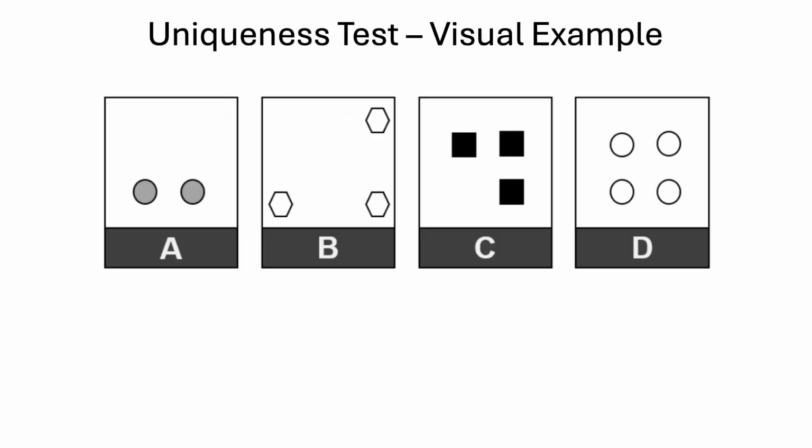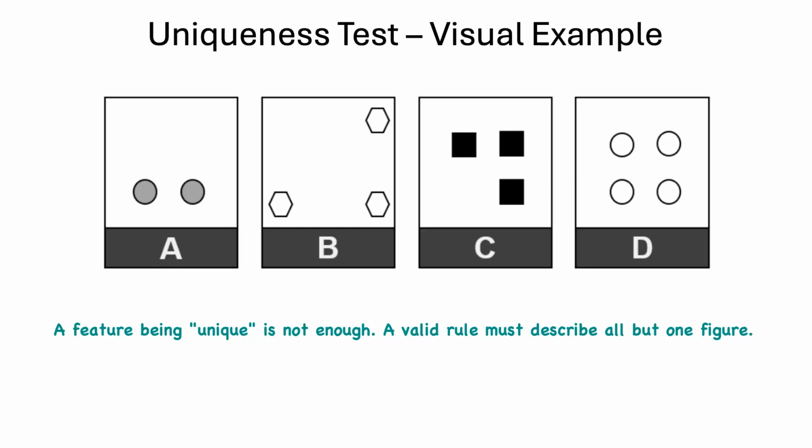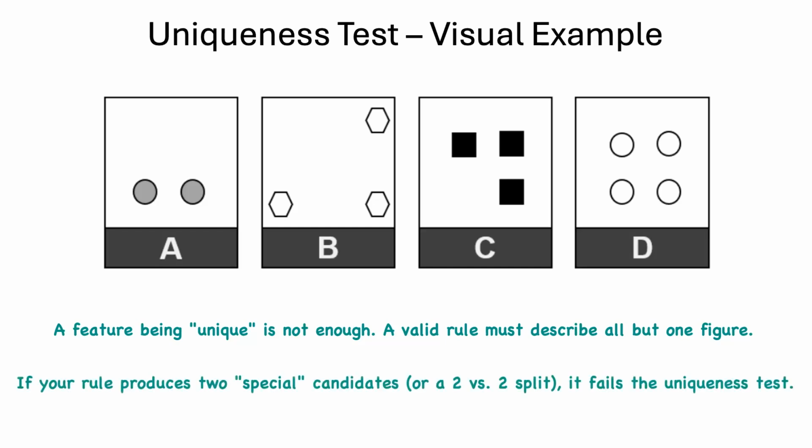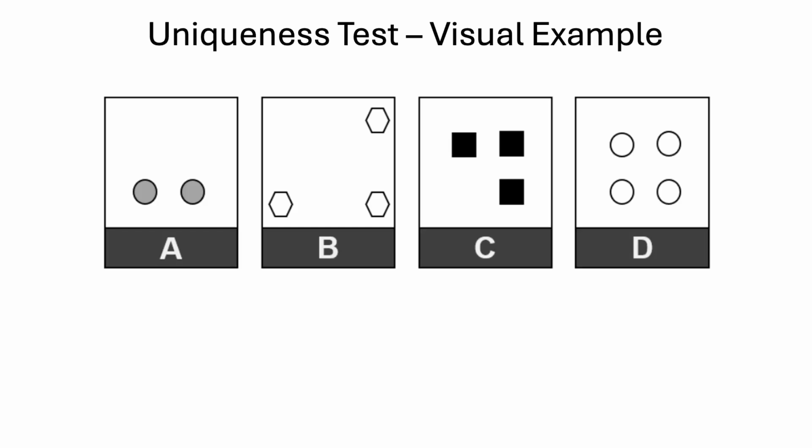Now let's take a look at a visual example of the uniqueness test. And this example will show why a feature being unique is not enough. A valid rule must describe all but one figure. So if your rule produces 2 special candidates, or a 2 versus 2 split, for example, then it fails the uniqueness test. So the first failed rule we'll take a look at is color.